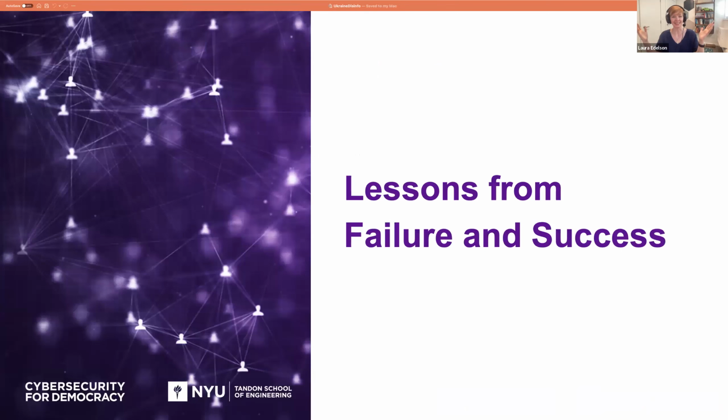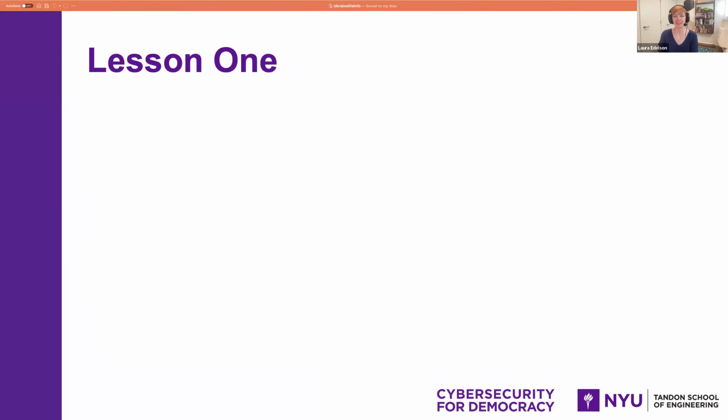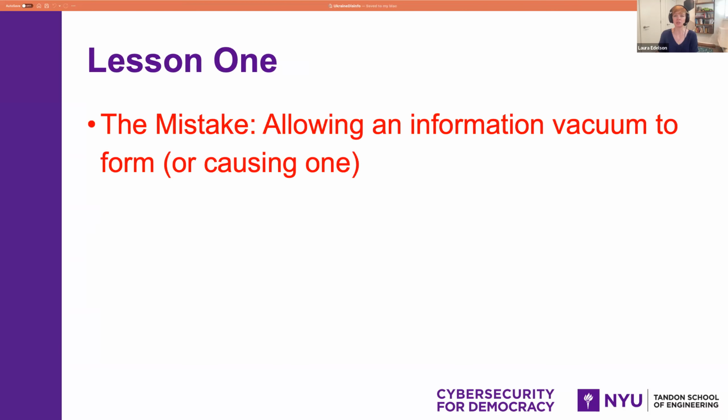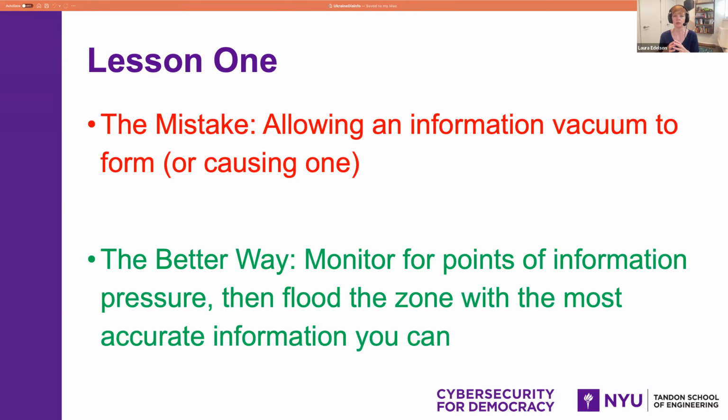So what can we learn from all this? I think the first, and probably most important, thing I would try to stress is that allowing an information vacuum to form, as happened in the early days of the COVID pandemic, and frankly still happens in that space, is a grave mistake. The more successful strategy here is to monitor for points of information pressure and then flood the zone with the most accurate information you can.